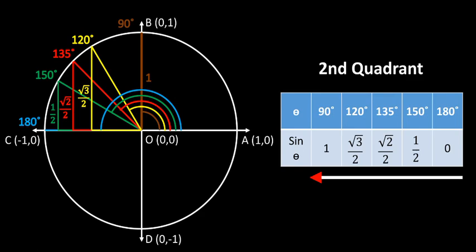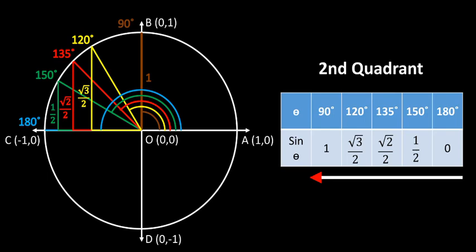The vertical red line gives the value of sine of 135 degrees. So sine of 135 degrees is equal to half of square root of 2. Similarly, sine of 150 degrees is equal to 1 by 2. And sine of 180 degrees is 0. As in this case, we don't have vertical line. Its length is 0. So sine of 180 degrees is 0.